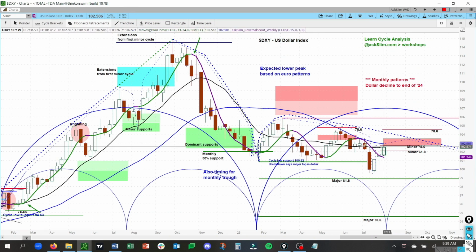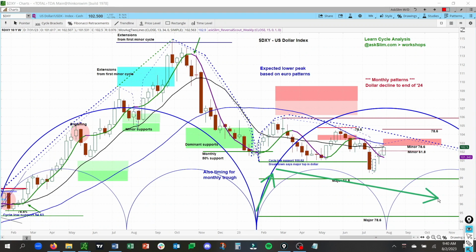But absent of that, there are good odds that we would really stay in what is a left-hand translation on this dominant cycle, where the high formed early, and we are now in a corrective period until that next dominant low forms here in the US dollar index.